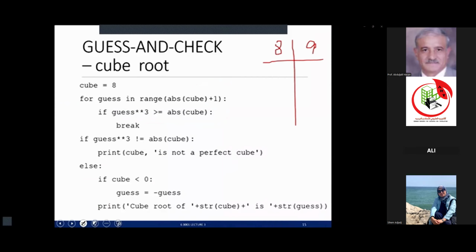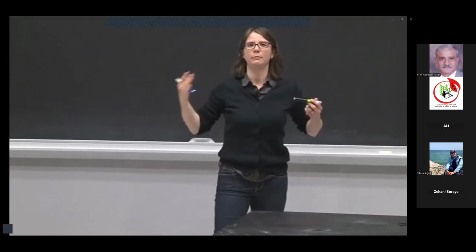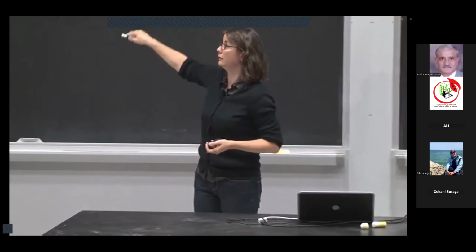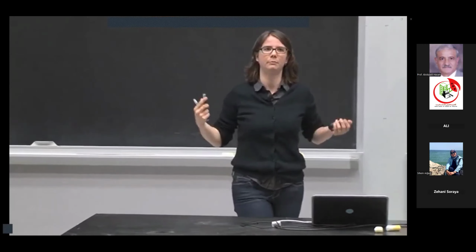It's going to first guess 0. 0 cubed is not greater or equal to 8. 1 cubed is not greater or equal to 8. 2 cubed is greater or equal to 8. So here, once we've guessed 2, we're going to break because we found a number that works. And there's no need to keep looking, right? Once we found the cube root of this number 8, there's no need to keep searching, right? The remainder 3, 4, 5, 6, 7, 8. Okay?